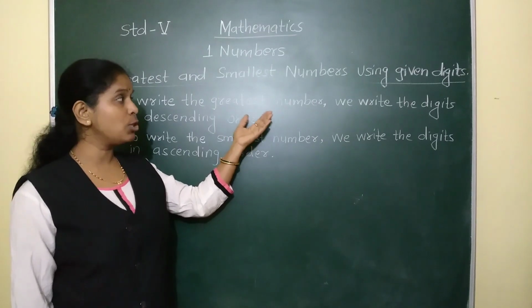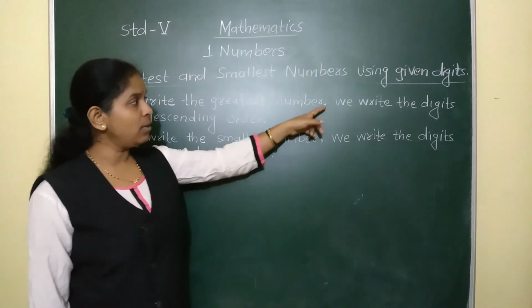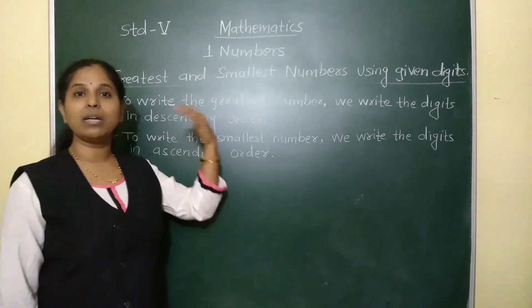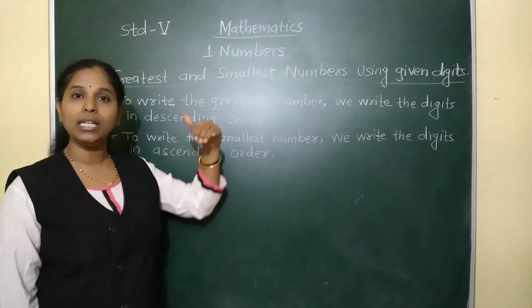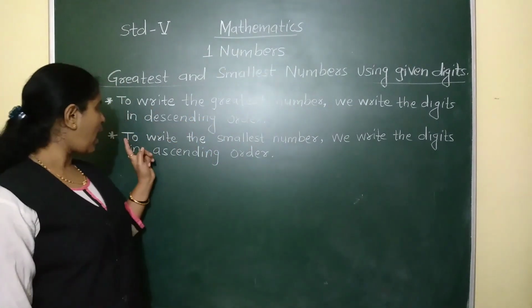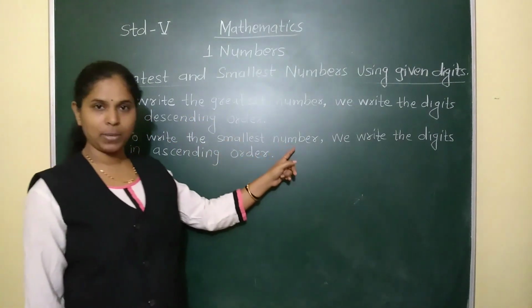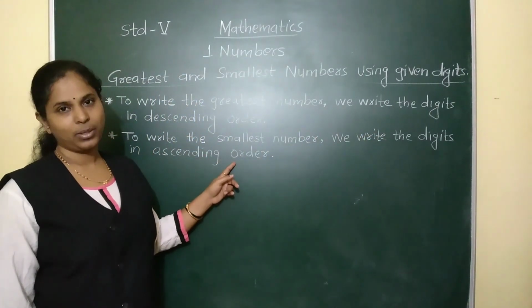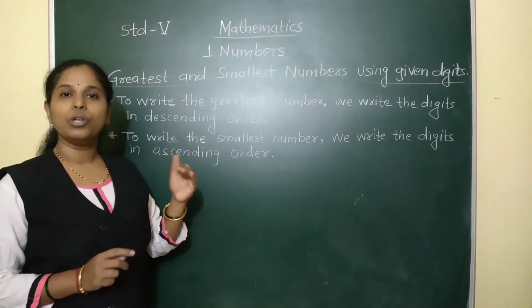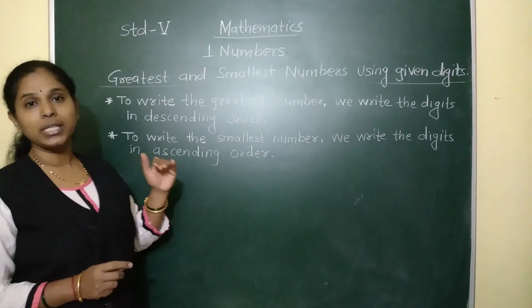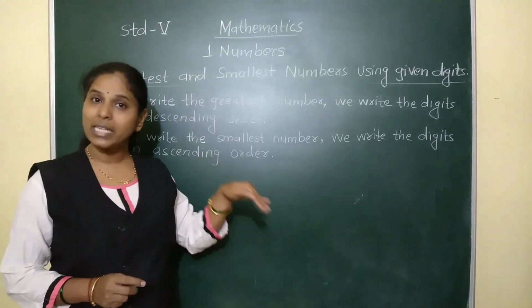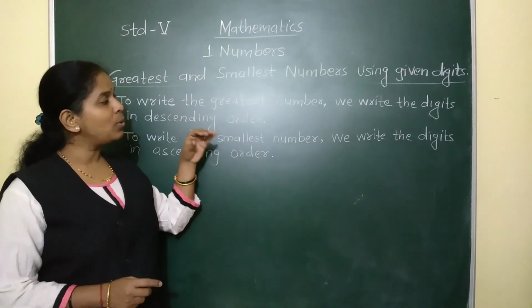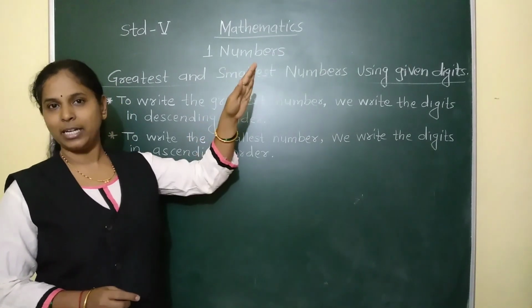If they ask you to write the greatest number, then we write the digits in descending order. For the greatest number, you will have to arrange the digits in descending order. And to write the smallest number, we write the digits in ascending order. So for the greatest number, we will have to arrange the digits in which order? Descending order. And to write the smallest number, you will have to write the digits in ascending order.